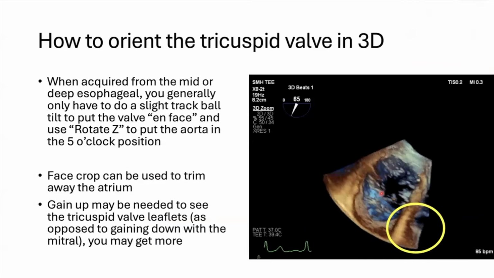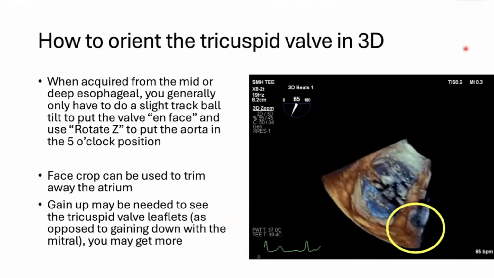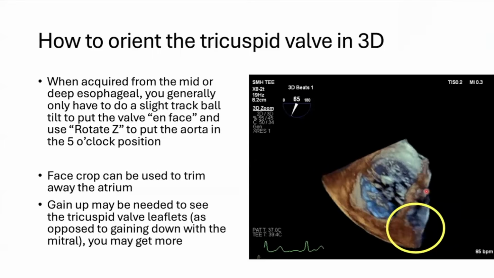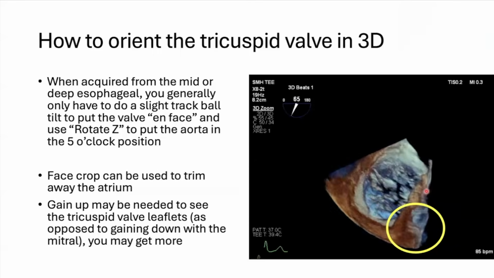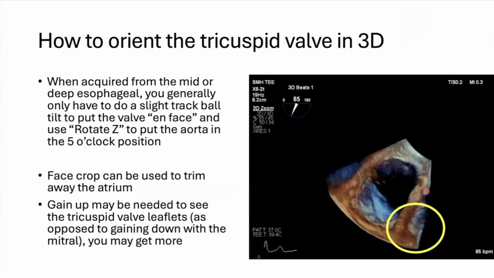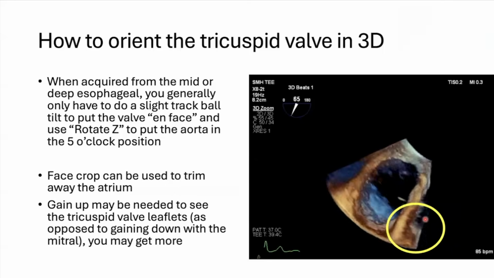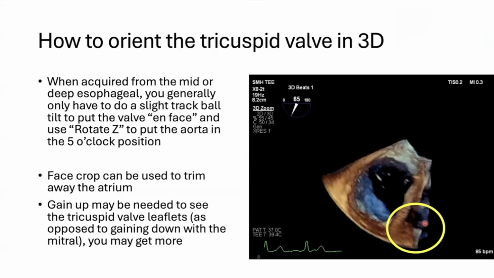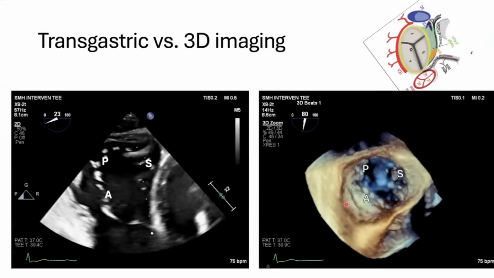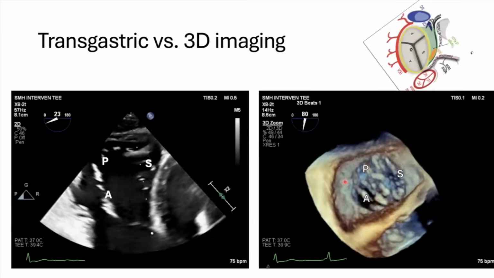In terms of orienting your tricuspid valve, compared to the mitral, there's not as much trackball that you have to use. It's maybe a little bit of tilting to see the valve en face, a little bit of gaining up or down to see the leaflets, and then a little bit of crop to crop away the atrium using the same principles we talked about with mitral. The main difference is that you're going to be rotating Z to have the aorta at 5 o'clock as is shown here. The reason that's important is that it will then mimic your transgastric view and your 3D view.